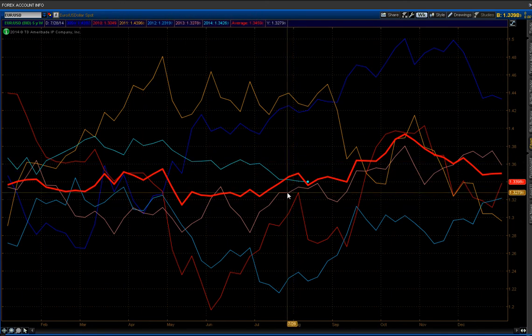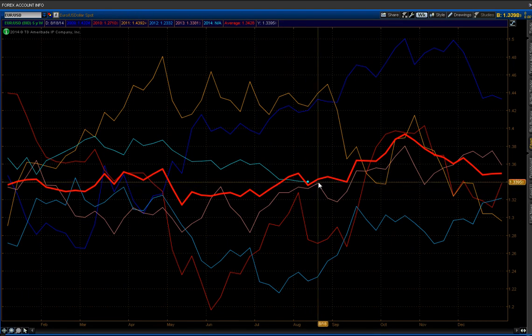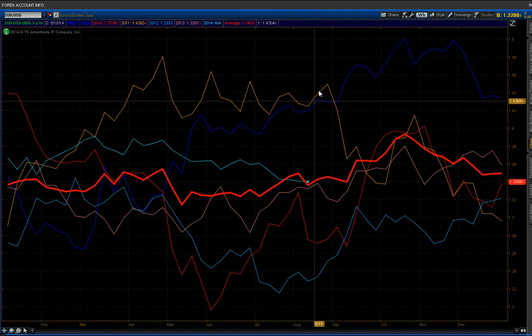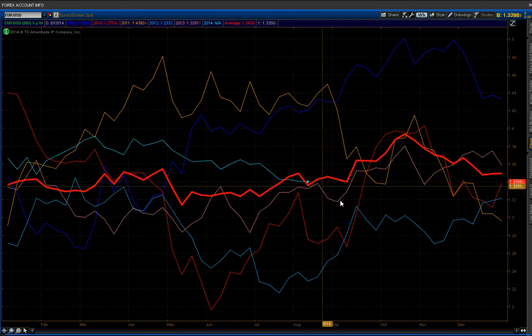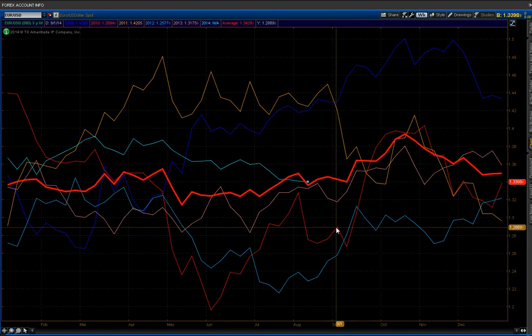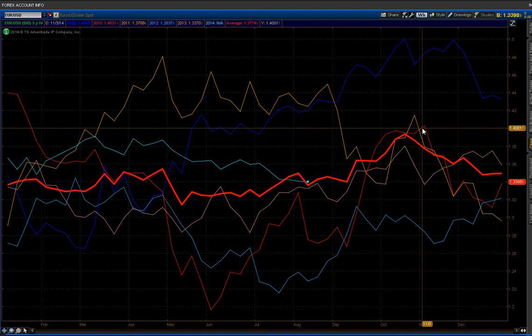This pinkish one, that's 2013, and we kind of went higher. Actually, from here, we went lower on 2013. This is the week of the 18th, and went lower. So you got one down. You have two up. You got an average showing up, and you got one down. The red one is 2010, and it shows that the euro went higher all the way to like the first week of September, went lower, and then really shot up all the way to like November the 3rd.